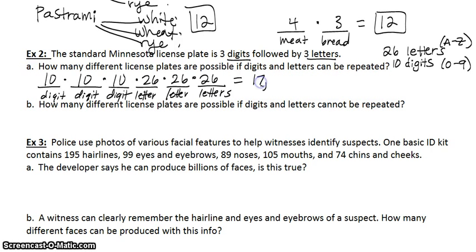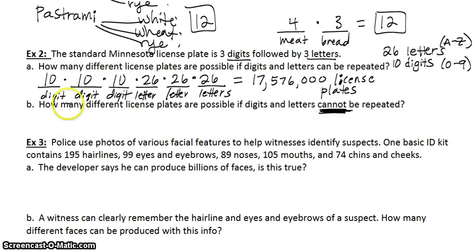You end up with 17,576,000 license plates, which really isn't that many if you think about the fact that the population of Minnesota is what, 6, 7, 8 million nowadays, and a lot of families, or we have at least one car per person in the state, so we don't actually have that many more possibilities than we have cars in Minnesota. It's kind of interesting.